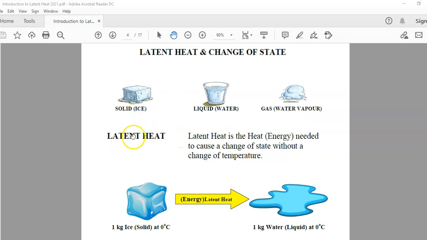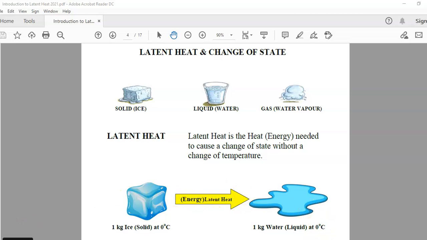Now, as we have seen, the common definition of latent heat is the heat or energy needed to cause a change of state without a change of temperature. I think we're all familiar with the 3 commonly used states of matter: solid, liquid, and gas. And the energy needed to go from one to the other without a change of temperature is known as latent heat. To give you an example, if we have water in its solid form, ice, at 0 degrees Celsius, and we have 1 kilogram of that, and we want to convert it into 1 kilogram of water at the same temperature, then the energy we add in order to change its state, but without changing its temperature, is known as latent heat.